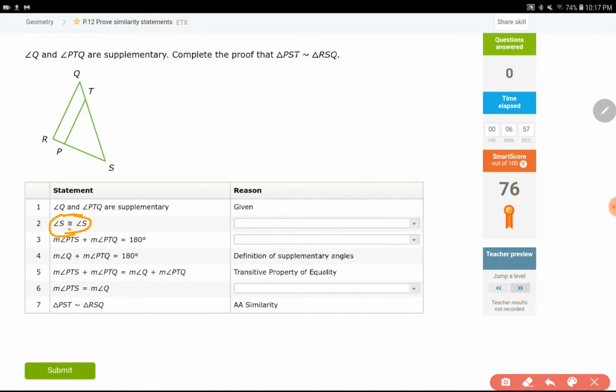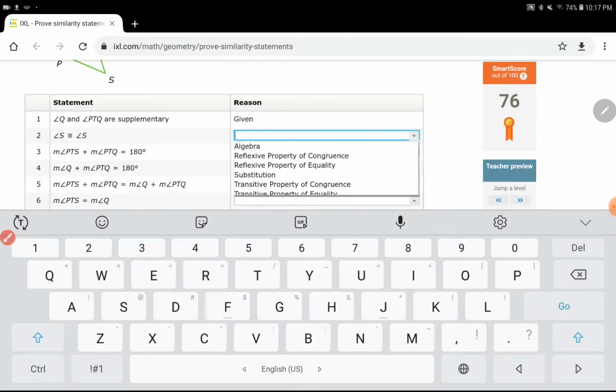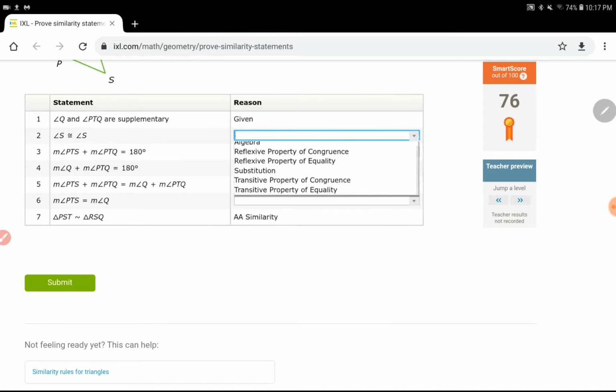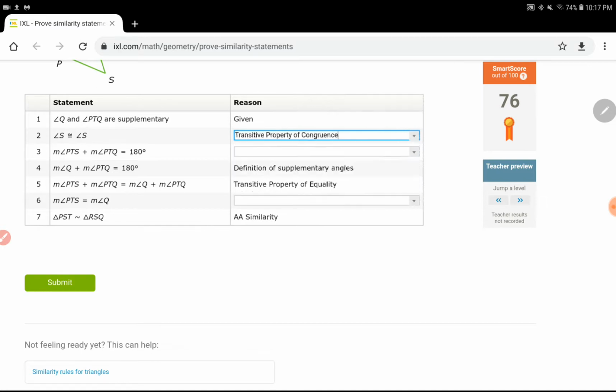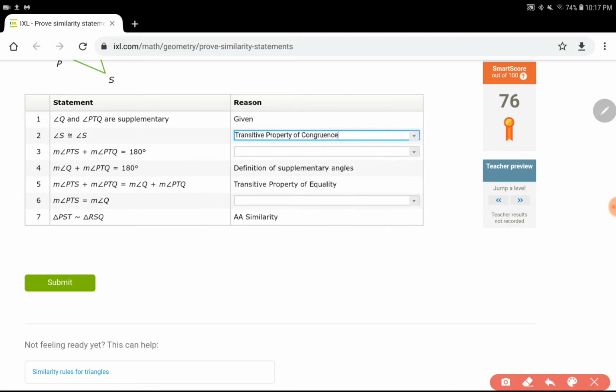When you have an angle equals to itself or a side equals to itself, what is that called? Let me just show you the list over here so you can make your selection. Algebra, reflexive property of congruence or equality, substitution, transitive property of congruence or equality. These are your options. So, first thing you need to realize is we do not have an equal sign. We do have a congruence symbol. So our answer must have this word over here.